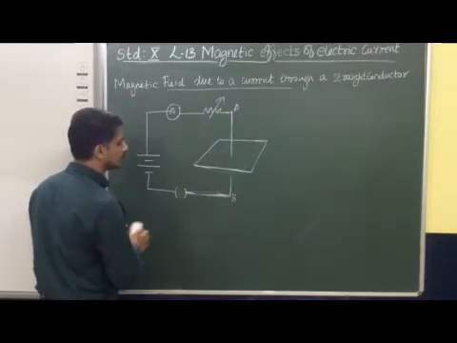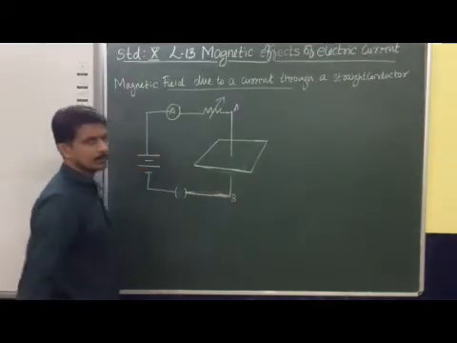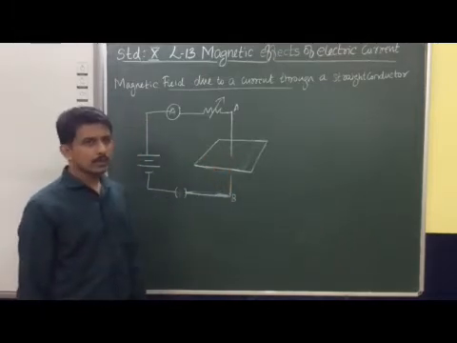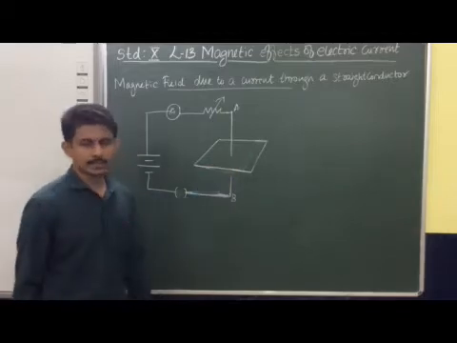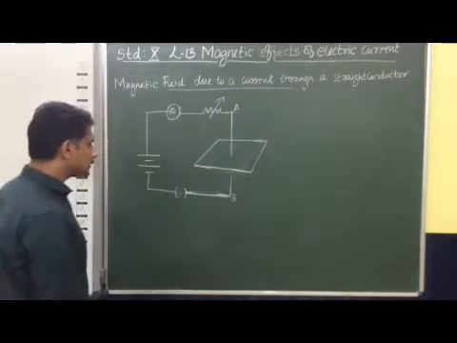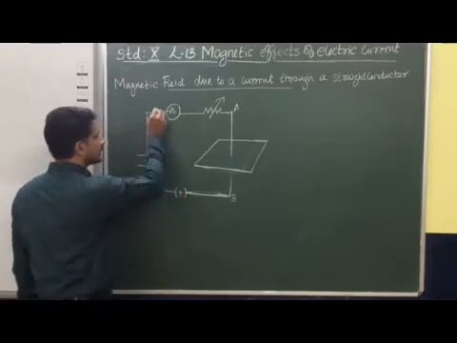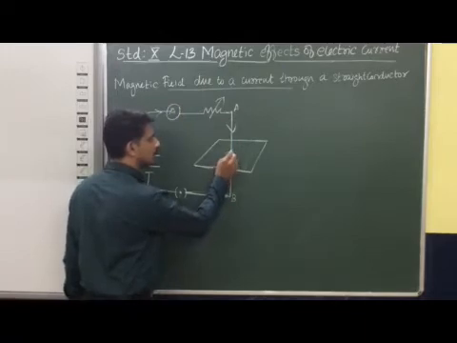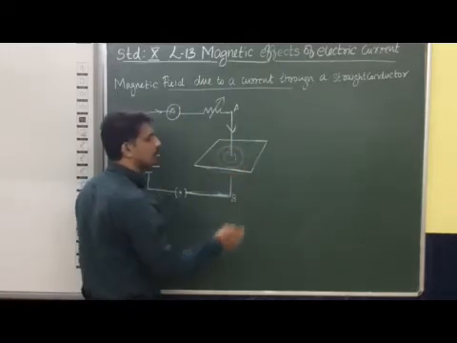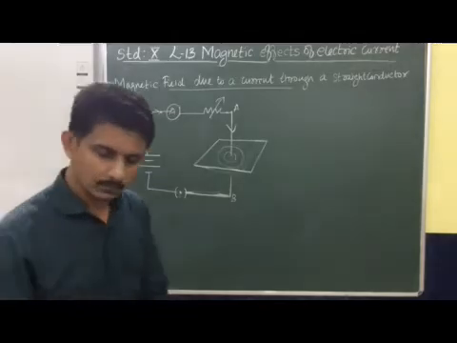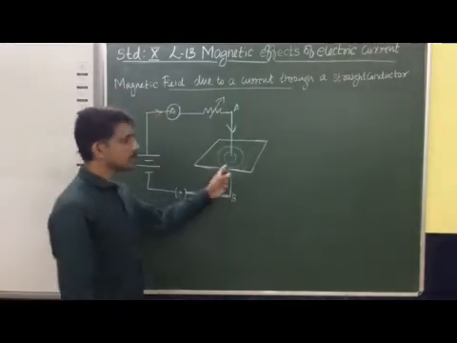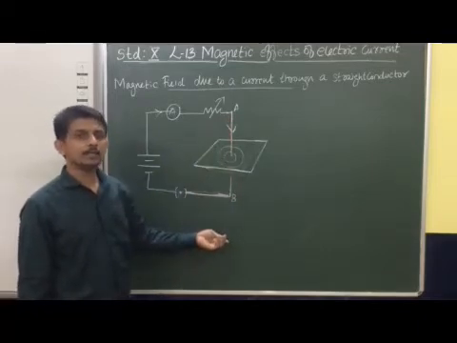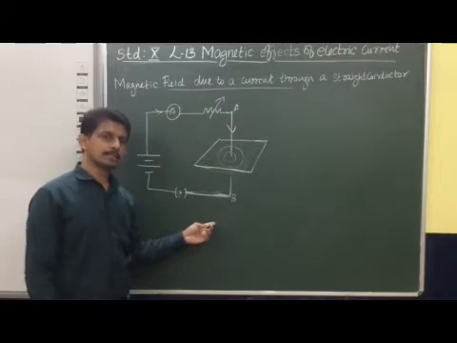There is no current passing through our circuit, and we can sprinkle some iron filings over this surface. You can observe that the iron filings are scattered here and there. But at the time when the switch is closed, that means current is passing in this circuit, you can observe that all these iron filings come and arrange themselves in the form of concentric circles. That means this conductor AB acts as a magnet.